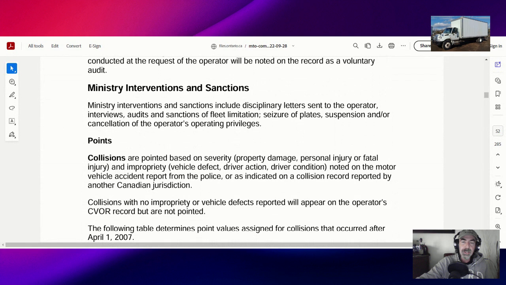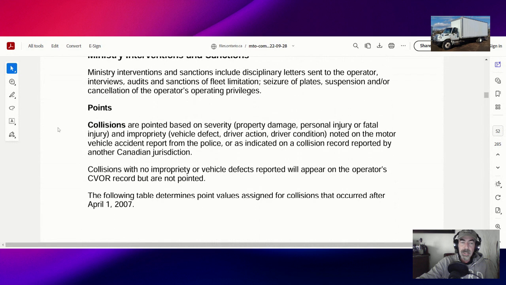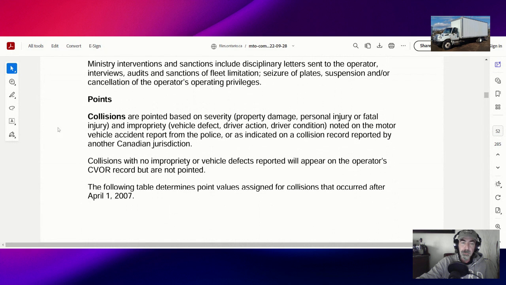Ministry interventions and sanctions. Ministry interventions and sanctions include disciplinary letters sent to the operator, interviews, audits, and sanctions of fleet limitation, seizure of plates, suspension and/or cancellation of the operator's operating privileges.